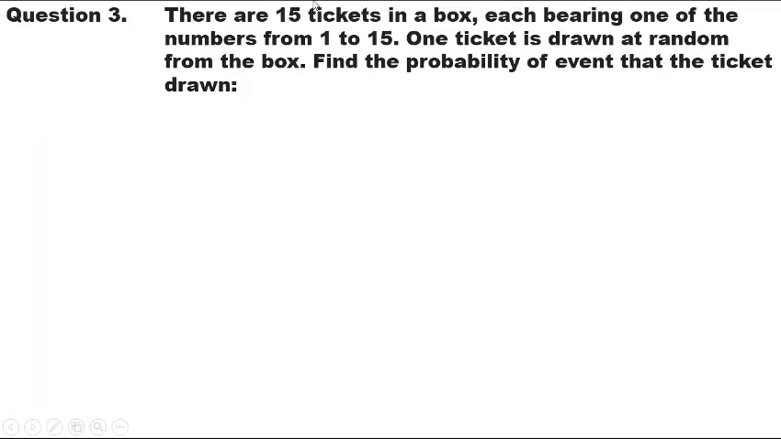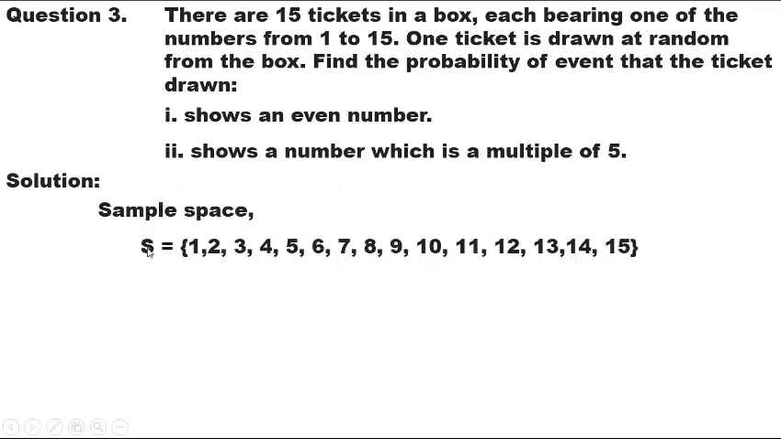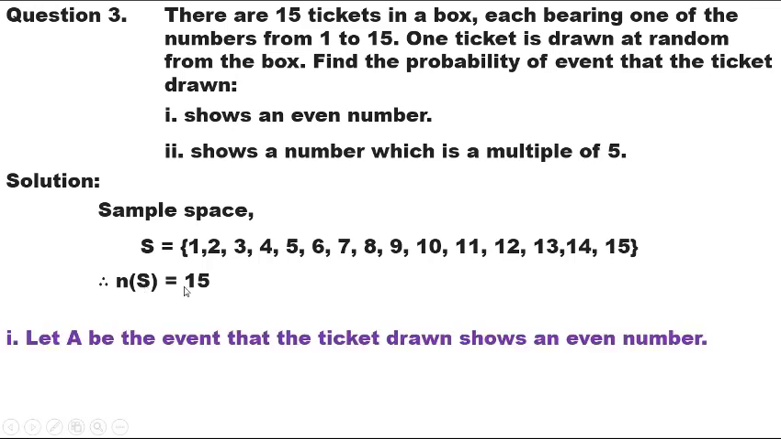Question third. There are 15 tickets in a box, each bearing one of the numbers from 1 to 15. One ticket is drawn at random from the box. Find the probability of the event that the ticket drawn, first, shows an even number; second, shows a number which is a multiple of 5. Solution. Sample space S is a set of 1, 2, 3, 4, 5, 6, 7, 8, 9, 10 till 15. Number of sample points of set S is equal to 15.